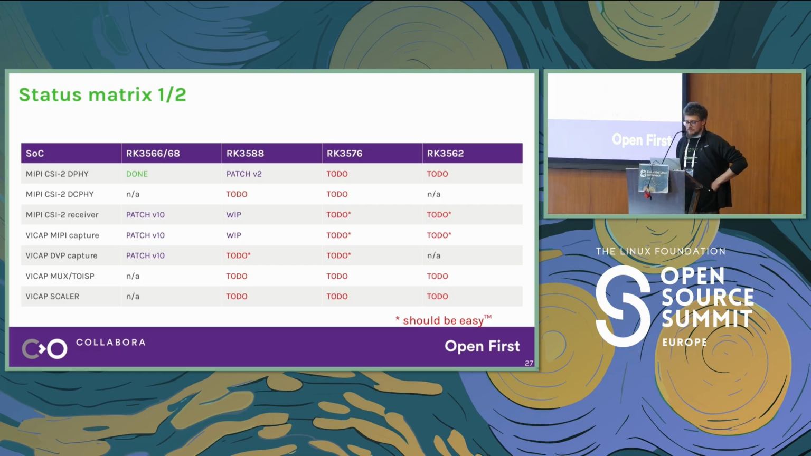So there's already work in progress with respect to the 3588 VCAP. Again, the MIPI CSI receivers are completely identical. This is very nice. And the MIPI capture part is, again, slightly different. There should be some easy bits. So I haven't worked with the 3576 and the 3562. However, just from taking a glance at the TRM, some parts would be easy.